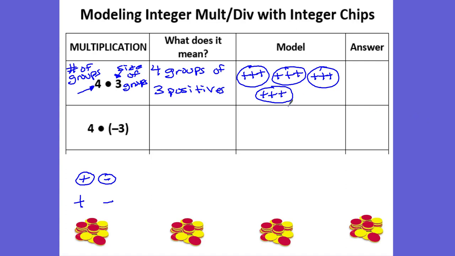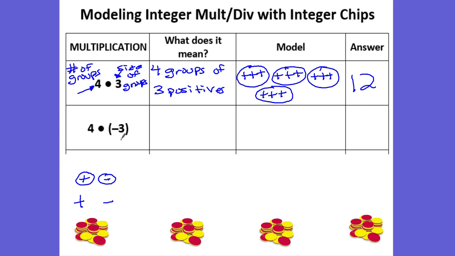Okay, once you have your model, look at it. Everything is positive, so just count them all. 3, 6, 9, 12. There are 12 positives, so that's your answer. So 4 times 3 equals 12, and you already knew that. Let's look at our second example.